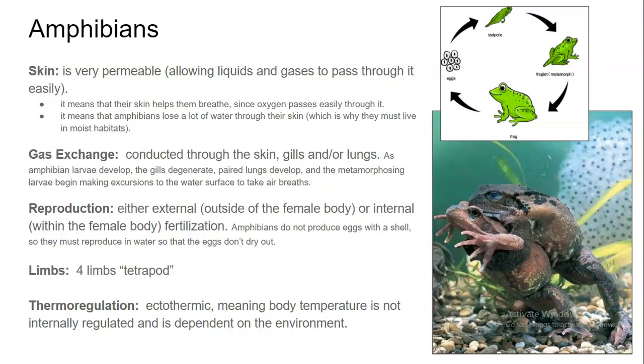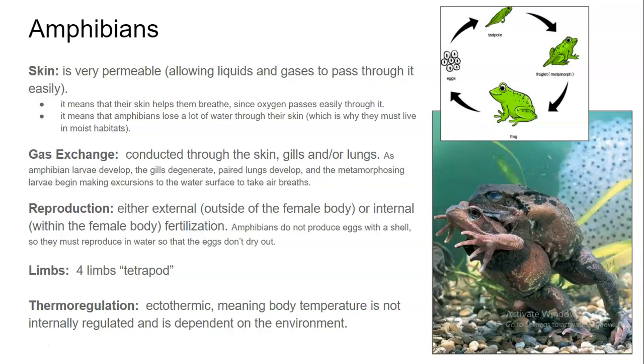They do have lungs, though, and some have gills. So gas exchange can be conducted through the skin, gills, and or lungs. As amphibian larvae develop, these gills degenerate, paired lungs develop, and the metamorphosizing larvae begin making excursions to the water surface to take air breaths.